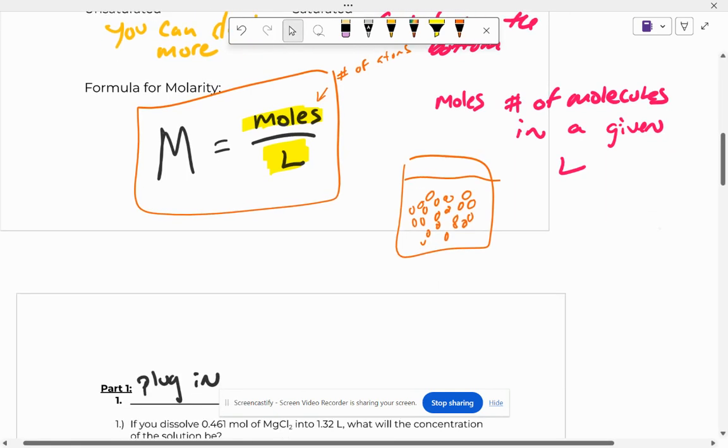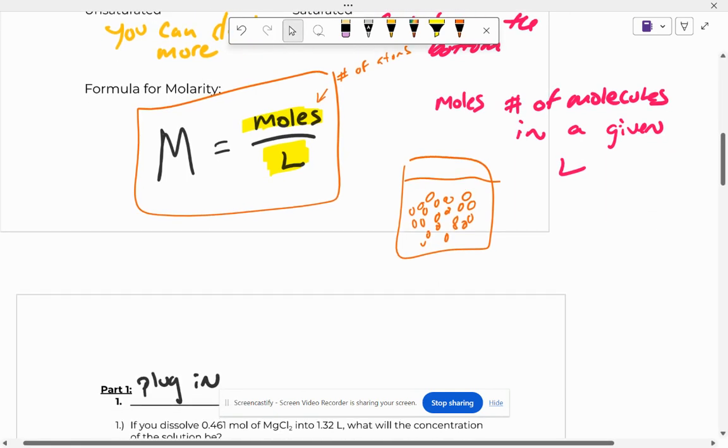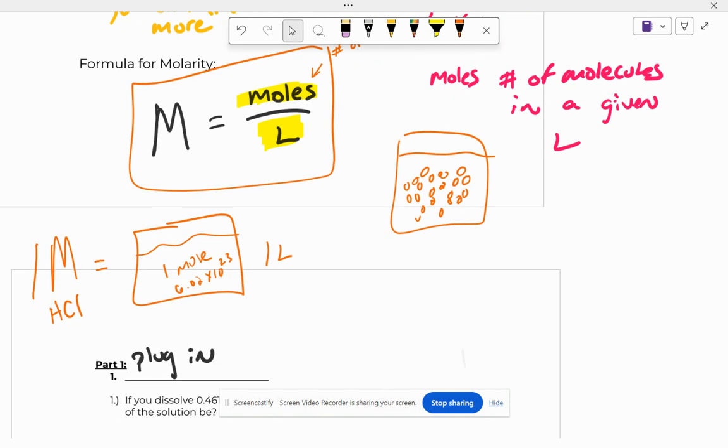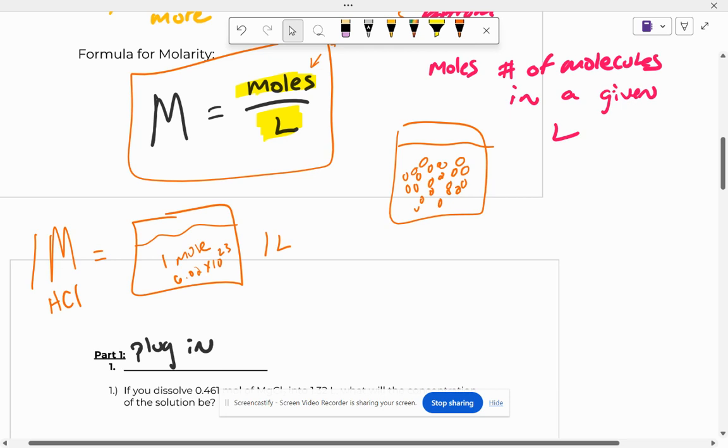So for example, you've heard me say I have a 1 molar solution of hydrochloric acid, correct? Who's heard me say that before? And I've said that before. What I'm saying is if you have 1 liter of water, you have 1 mole of hydrochloric acid molecules dissolved in it. Now, 1 mole is 6.02 times 10 to the 23rd. You don't have to write this down, I'm just explaining it to you. So that's how we express concentrations when we talk about solutions.